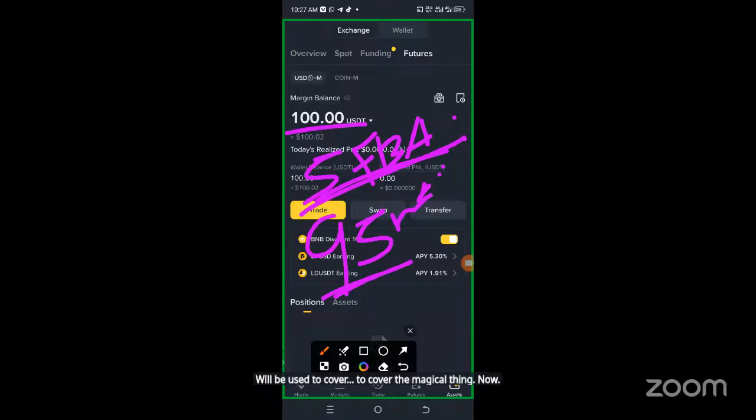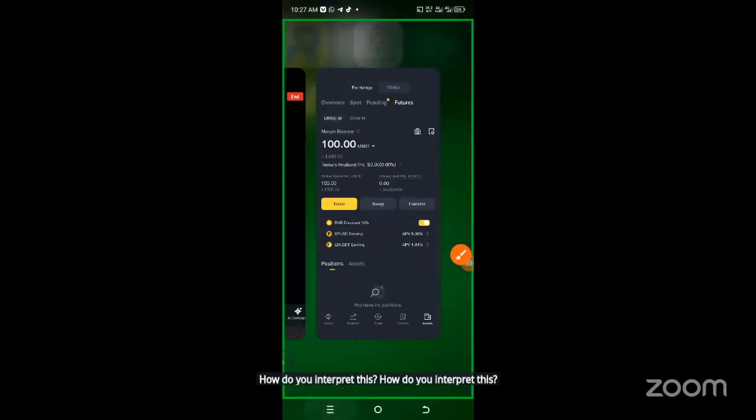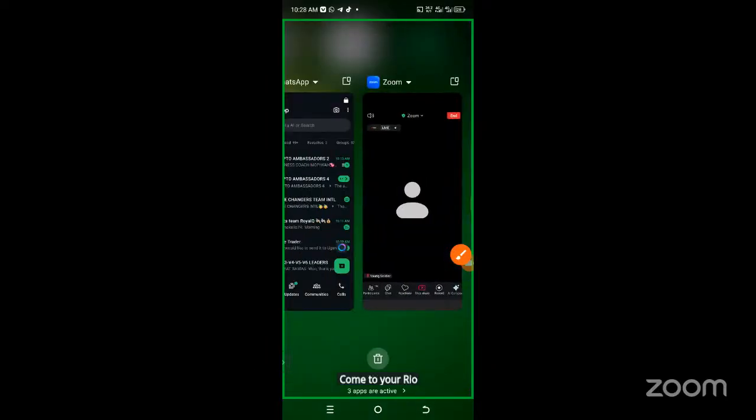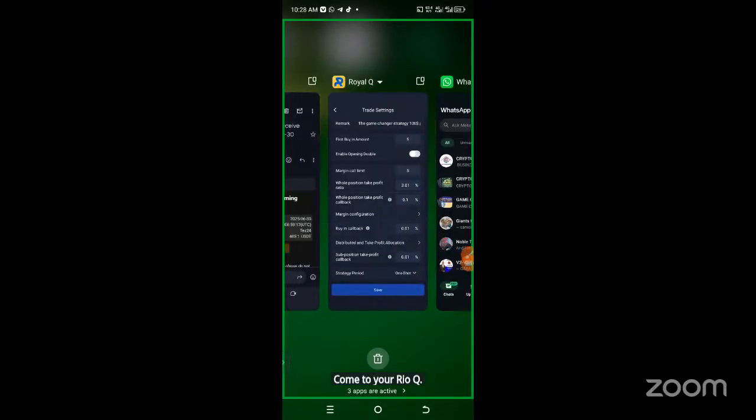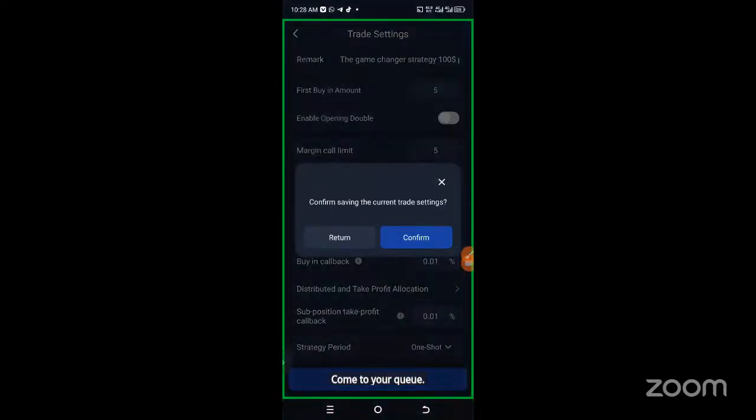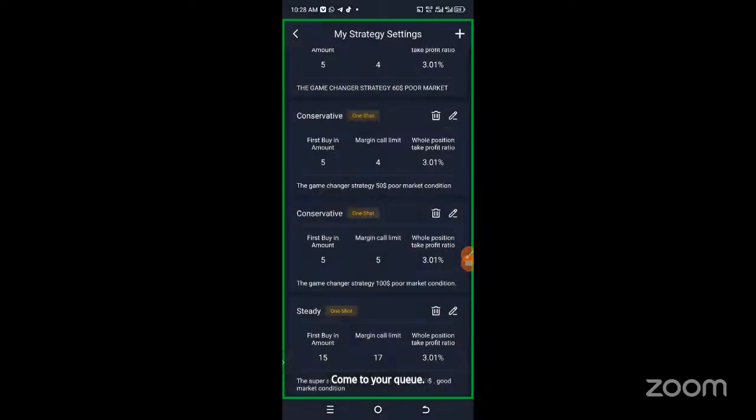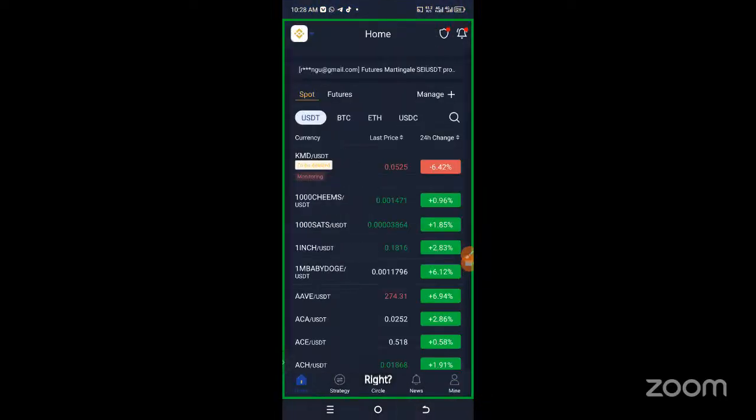Now, how are you going to save this within your RoyalQ application? And how do you interpret this? Come to your RoyalQ.